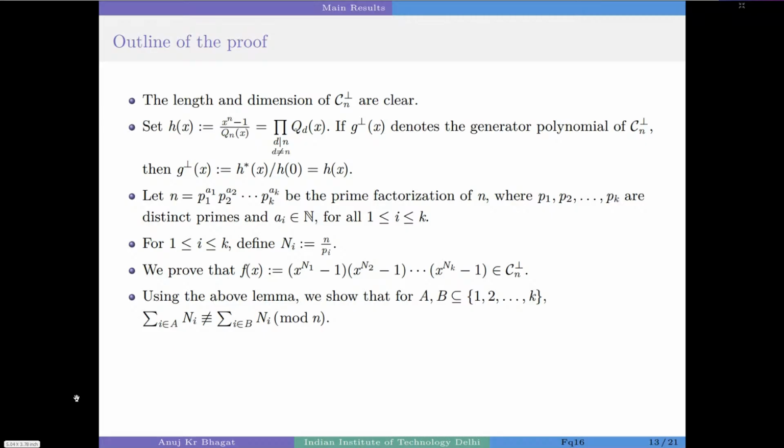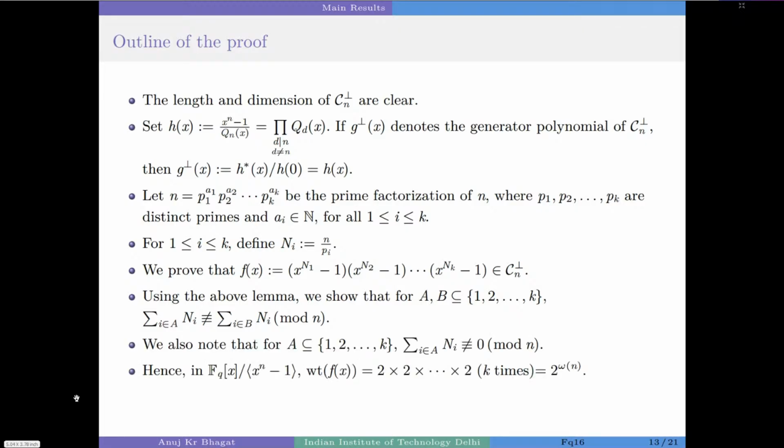Now we show that the weight of f(x) is exactly 2 to the power omega(n). So using the previous lemma, we have actually proved that the weight will be exactly equal to 2 to the power omega(n), and this completes the proof. The argument is simple, that it will not exceed 2 to the power omega(n). Now one may think whether this is achieved or not.